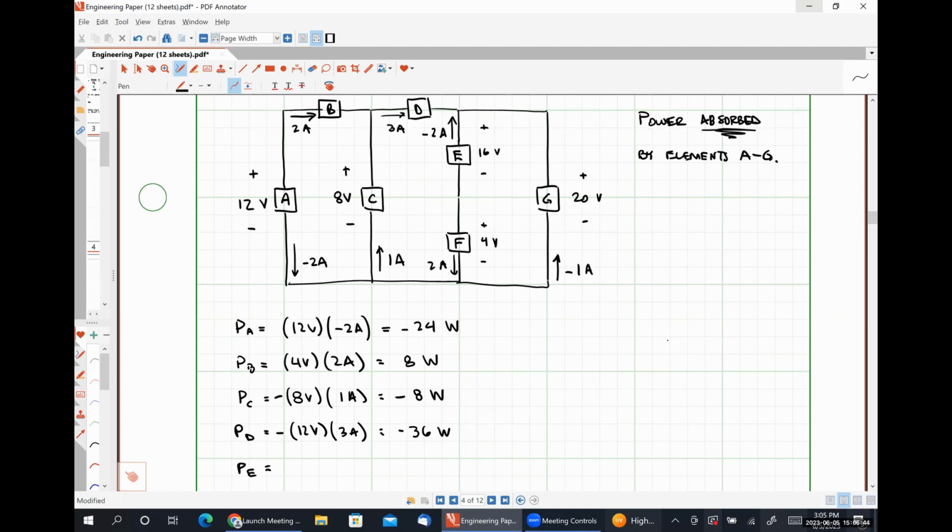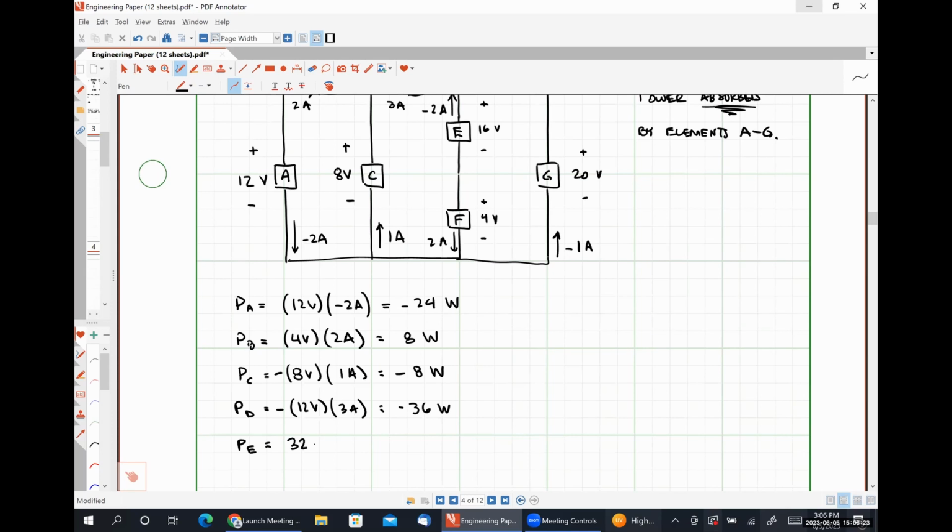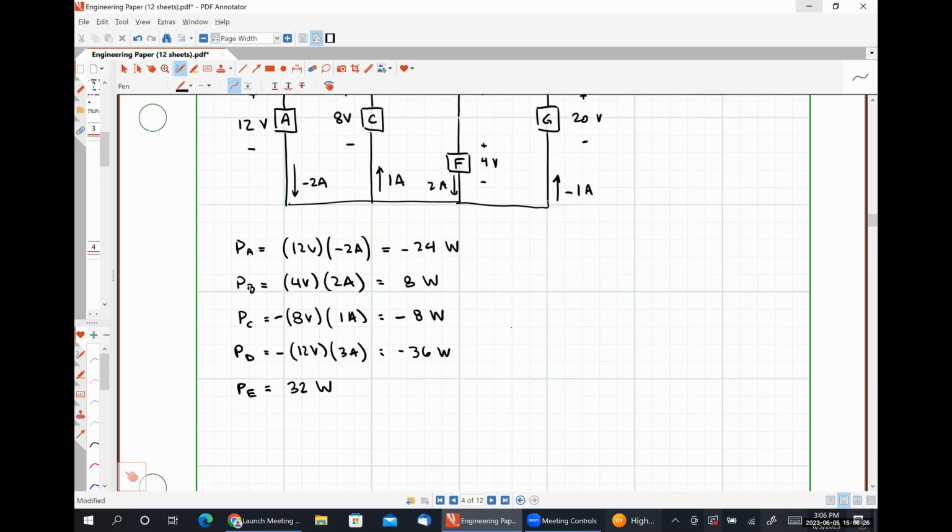So what should the result for element E be? I'm going to stop writing things down. You guys just tell me what the answer should be. Negative 32. Oh, it's negative, positive, negative 2 amps. I see. Yep, he's right, I missed that positive, negative on the 2. Positive 32 watts, because while the current flowing through the element is negative, it's also flowing into the negative polarity terminal, which means we need to add a negative sign. So positive 32 watts.